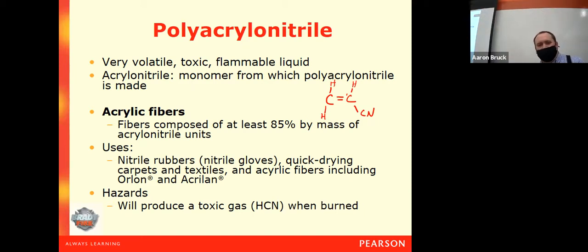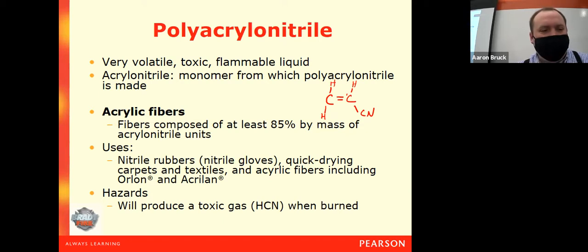Acrylonitrile on its own is volatile, toxic, and flammable as a liquid. As is the case for a lot of these monomers that we talk about, on their own, they're relatively reactive and kind of nasty to get around. They're either corrosive, flammable, toxic, or some combination of those things.